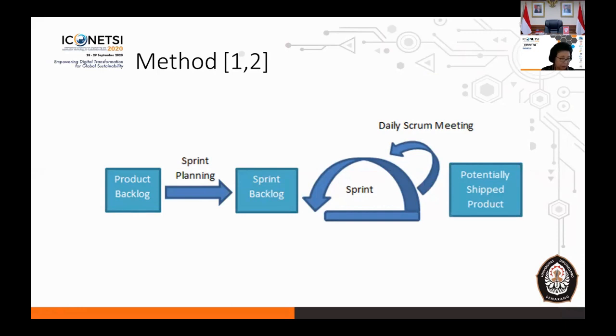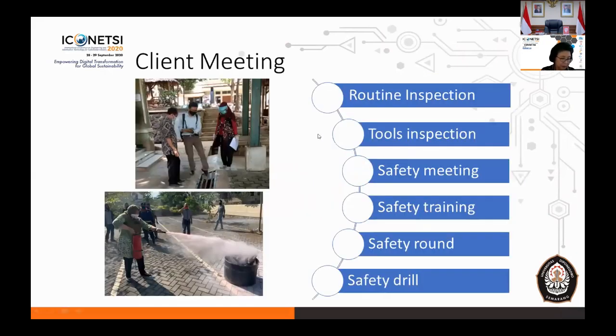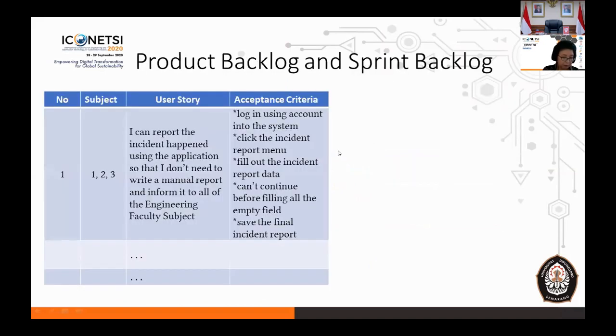We made a management system that the safety team in the Faculty of Engineering can use in their daily routine. The first step is the client meeting. We found that there is a routine inspection done by the safety team in the Faculty of Engineering. There is also a tools inspection done regularly, a safety meeting, and also a safety training program and safety drill. From the client meeting, we know what the safety team in the Faculty of Engineering does in their daily routine. From the meeting, we made the product backlog and sprint backlog.